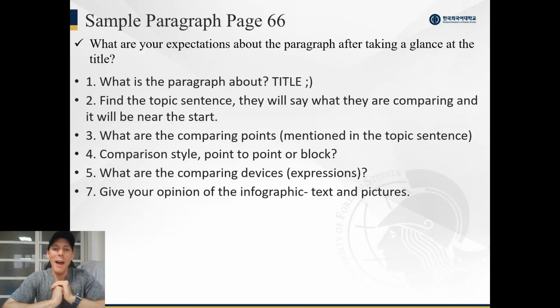The next one, 4, comparison style. So when you read the essay, what is it? Is it point to point, where it says Finland, Korea, next one, Finland, Korea? Or is it block, where it's all about Korea, and then all about Finland? Which one is it? Point to point or block style? What are the comparing devices, like expressions? Give me some examples of expressions that they use in this text to show comparisons. And the last one, give your opinion of the infographic. Remember, 2 points, text and pictures. Okay, so just do that. Just have the text on the screen.